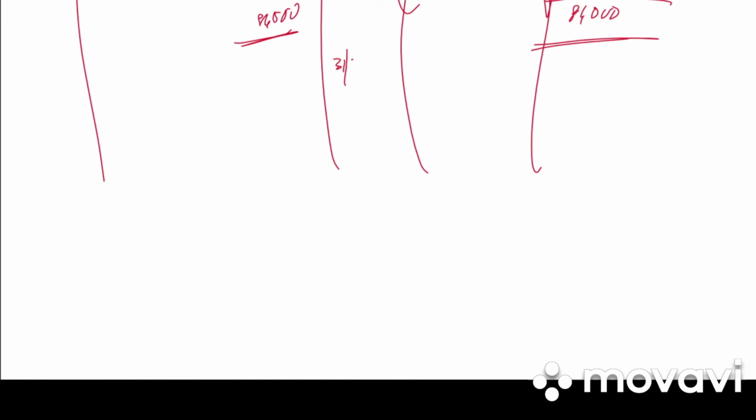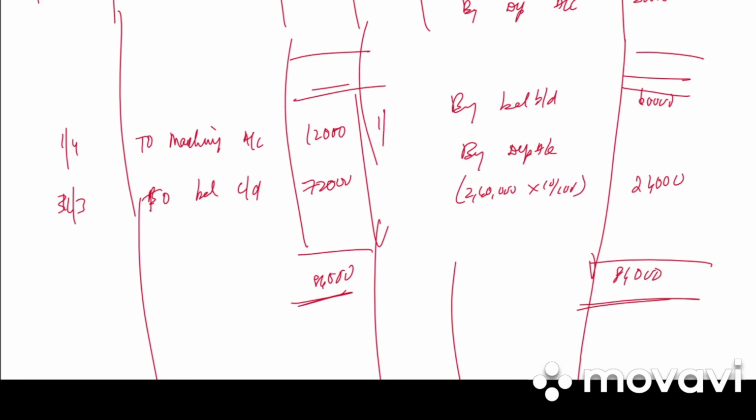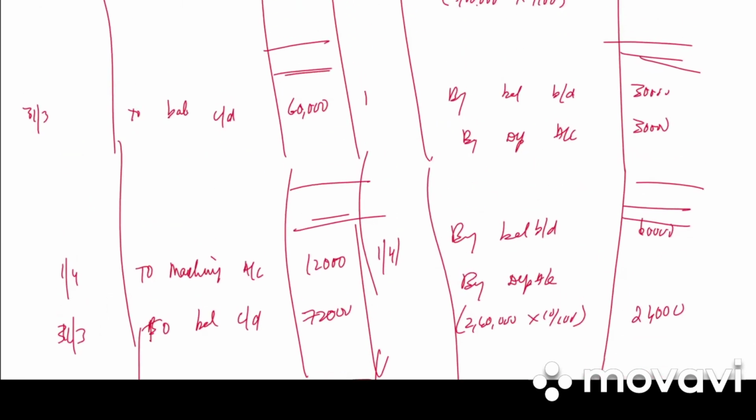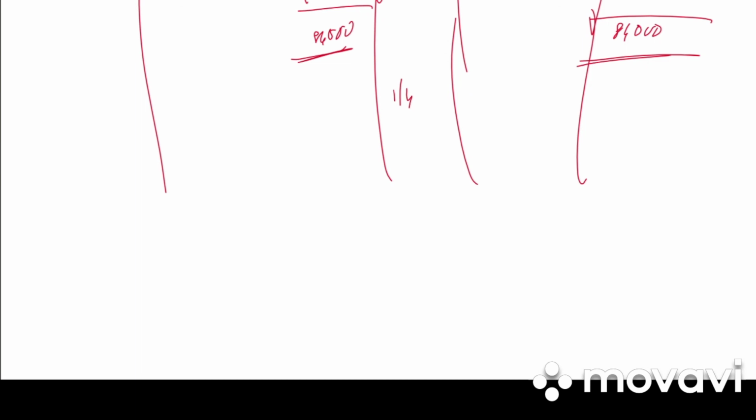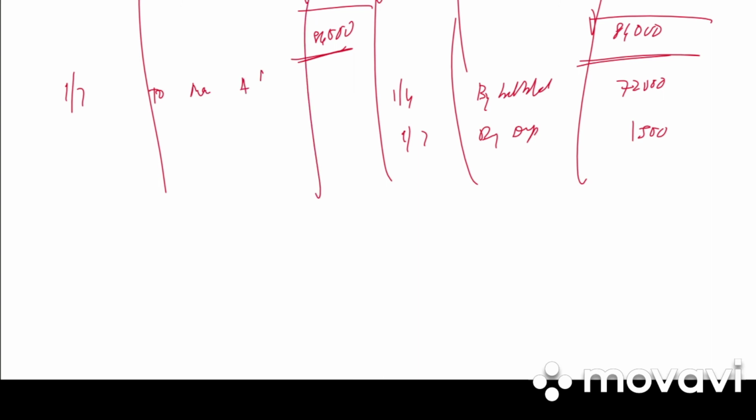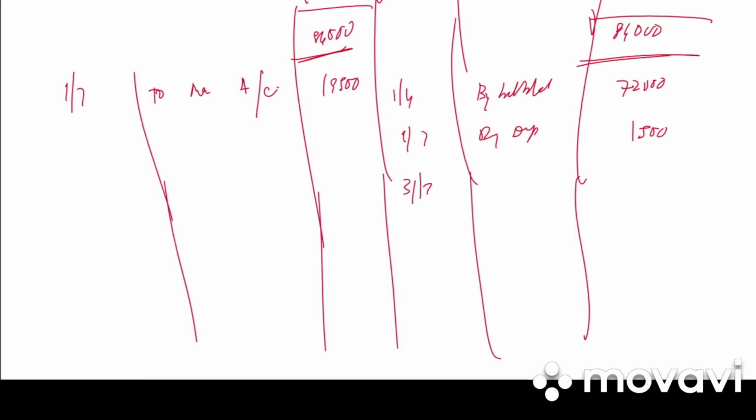Next again on 31st, the balance will always be brought down on 1st April. By mistake I have written 31st March. So again 1st April by balance brought down 72,000. On 1st July by depreciation account 1,500. On your debit side, 1st July to machinery account 19,500. On 31st March by depreciation for remaining machinery.